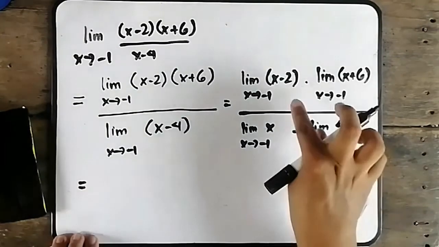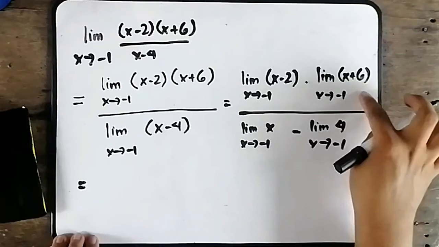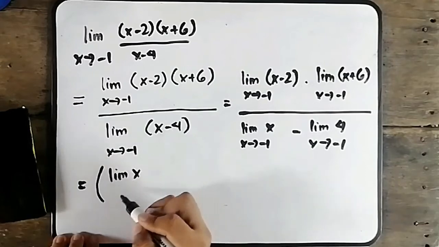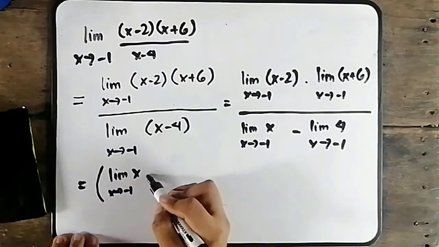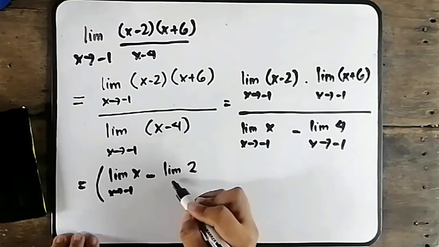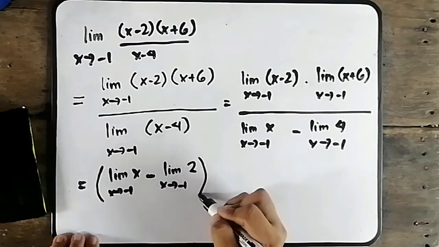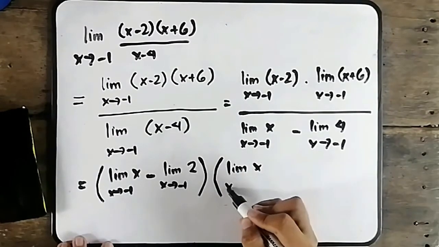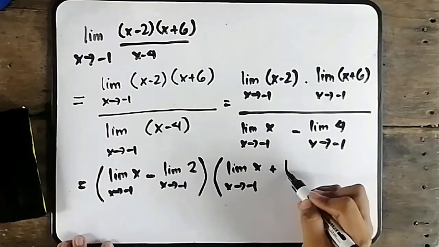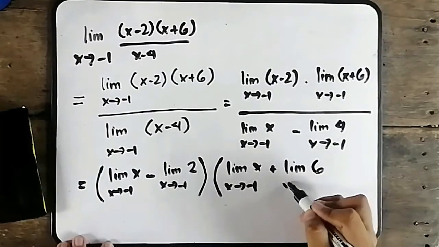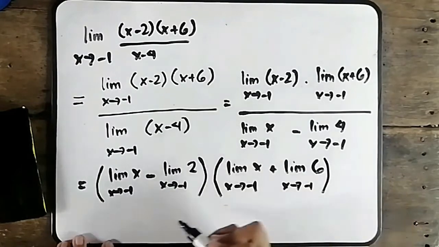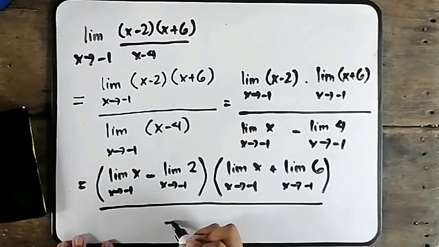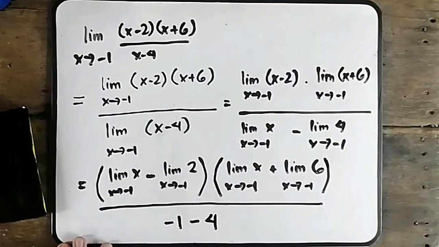So, sa numerator natin, again, tingnan ninyo, meron tayong difference. Tas dito meron tayong sum. So, pwede natin kunin yung limit ng x as x approaches negative 1 minus the limit of 2 as x approaches negative 1 times yung limit ng x as x approaches negative 1 plus yung limit ng 6 as x approaches negative 1 all over. So what is this now? We have negative 1 minus 4.